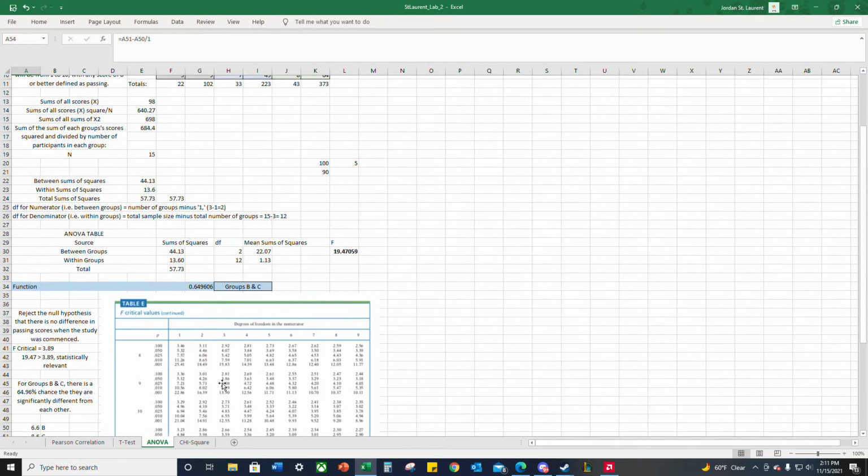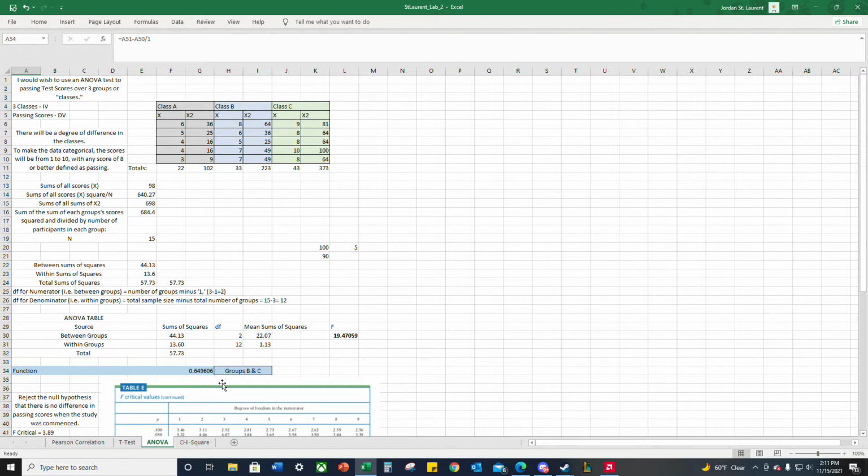The ANOVA test is used to determine the variance between multiple sets of groups. We are, in this case, determining passing test scores over 3 groups or classes. My hypothesis is that there will be a degree of difference in the classes, so there will be a difference. And to make the data categorical, the scores will be from 1 to 10, with any score of 8 or better being defined as passing.